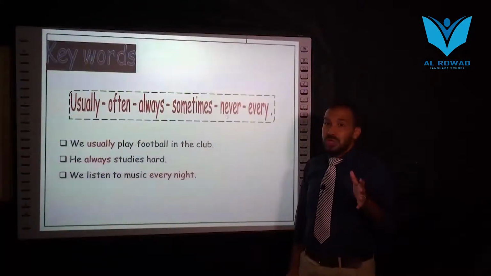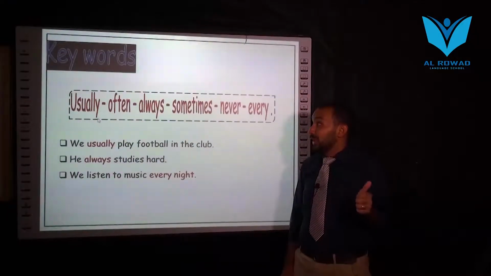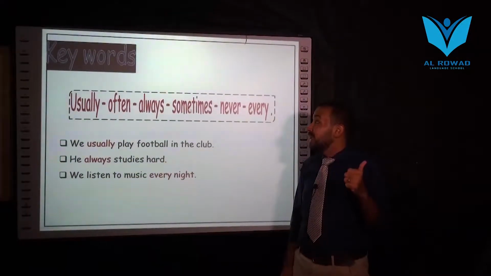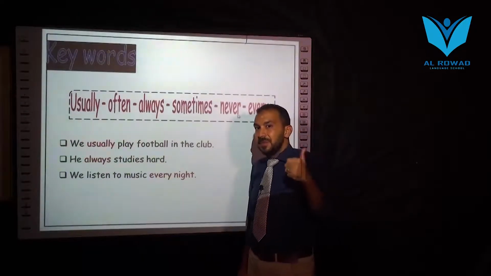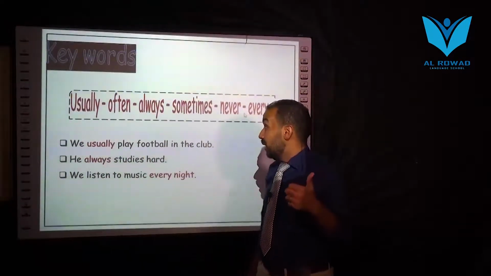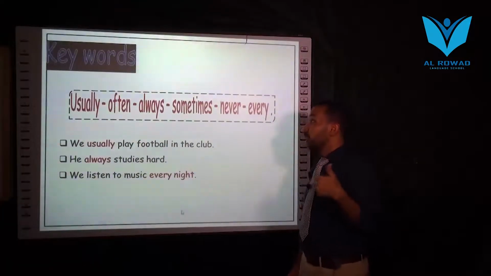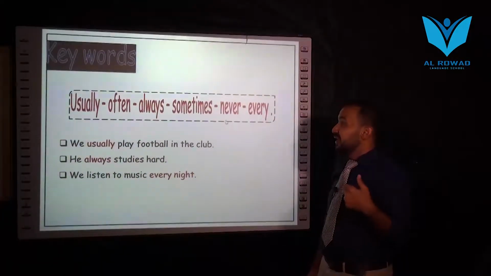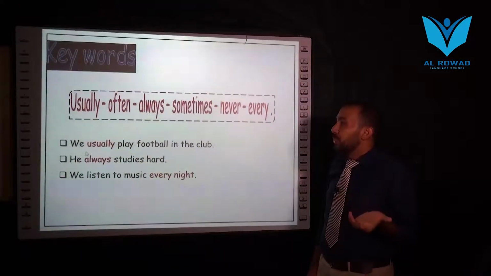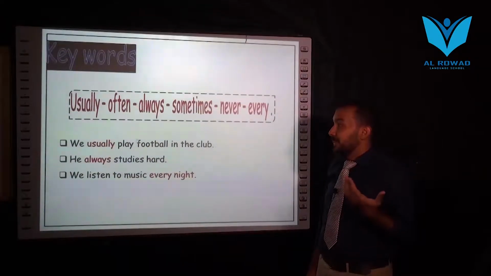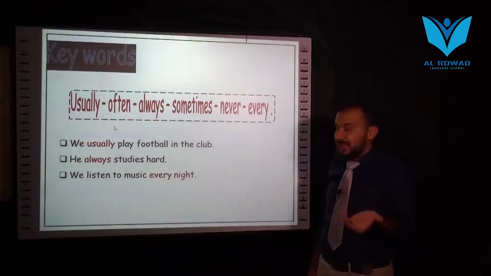The key words of the present simple are usually, often, always, sometimes, never, and every. So, when I say we usually play football in the club, I use the present simple because I have usually here in this sentence.